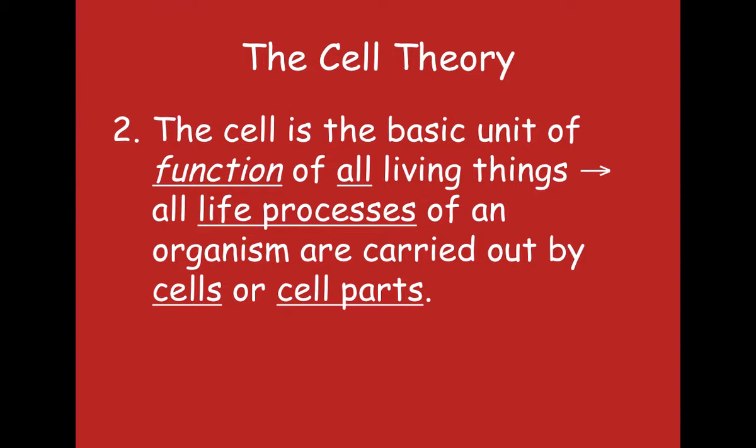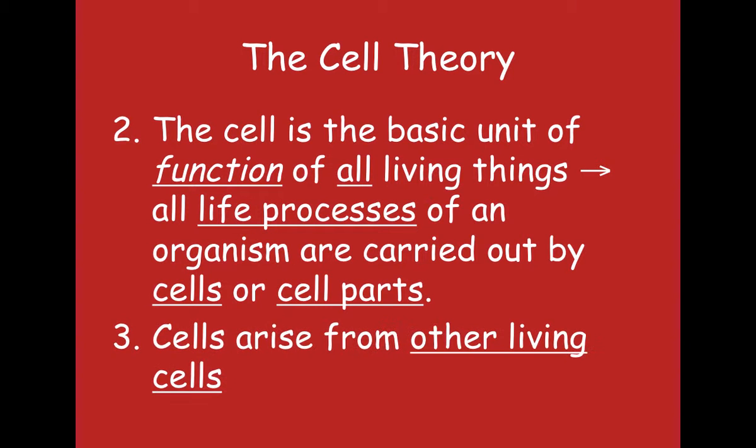Now, this brings us to our categories of cells. And that cells arise from other living cells. So in order to get other living cells, you have to have a living cell to start with. The only exception to this would be the very first cells that appeared on Earth. Obviously, there had to be something that was first, so we couldn't have one that came before it.